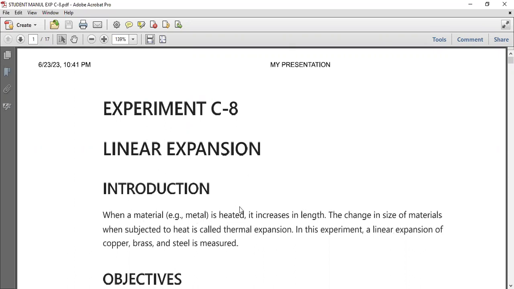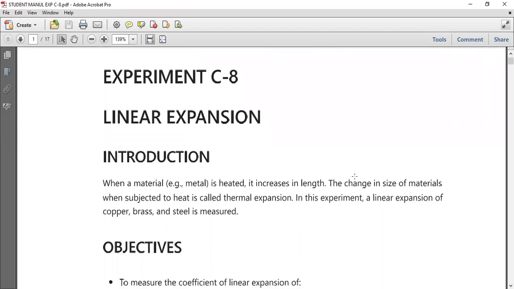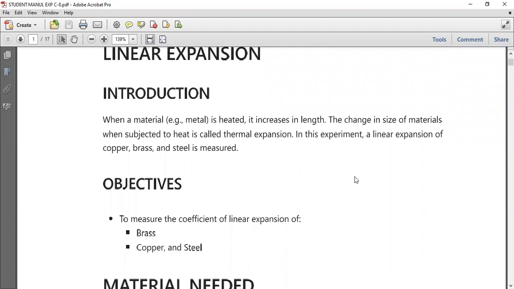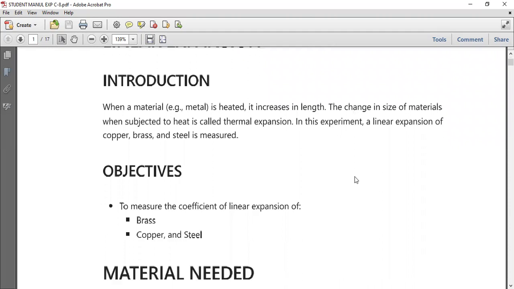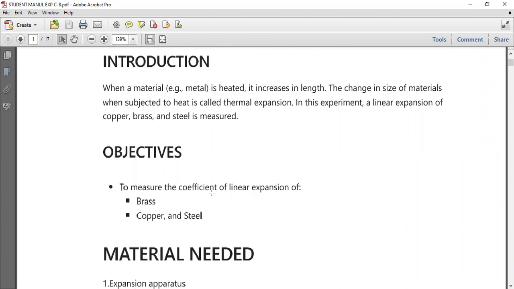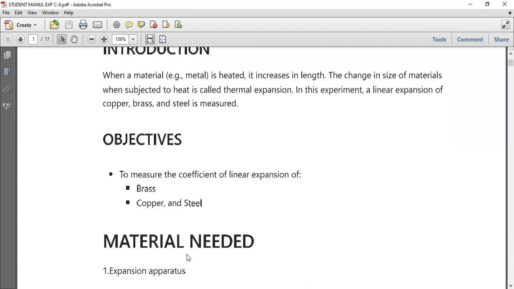The change in size of materials when subjected to heat is called thermal expansion. So in this experiment, a linear expansion of copper, brass, and steel is measured. The objectives, as we discussed earlier, was to measure the coefficient of linear expansion of brass, copper, and steel. So some of the material that is needed are as follows.